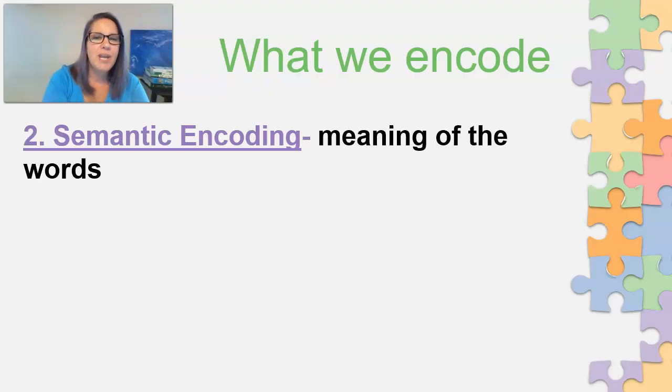The second type of encoding is semantic encoding, which is here where we're looking at the meaning.